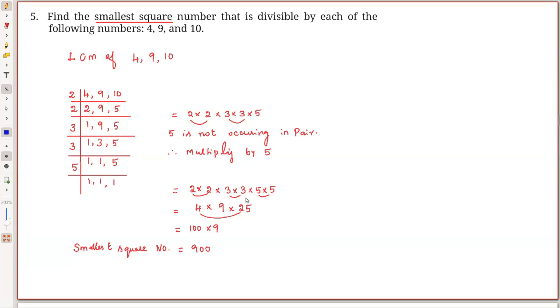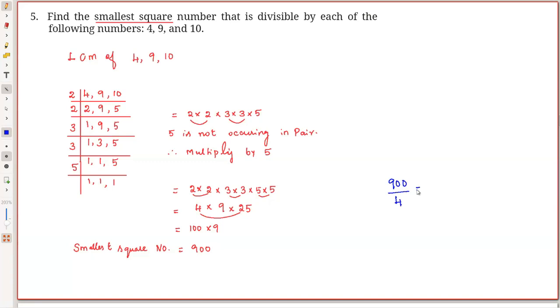As 5 is missing, just multiply with 5. If I multiply with 5, I am just getting 900. Therefore, 900 is the smallest square number which is divisible by 4, 9, and 10. Okay, is 900 divisible by 4? You can just check it out.